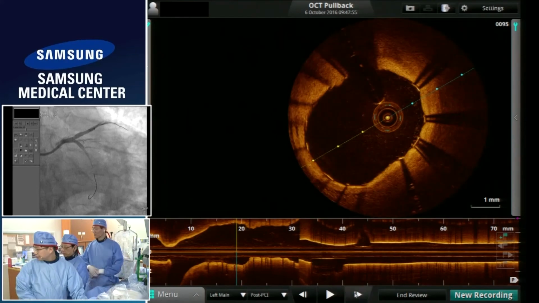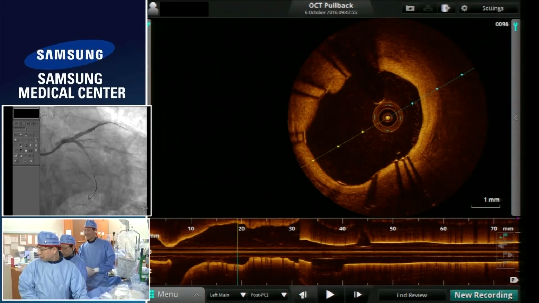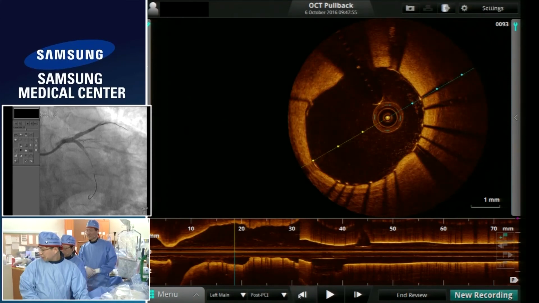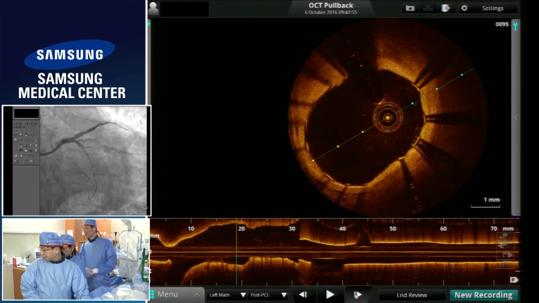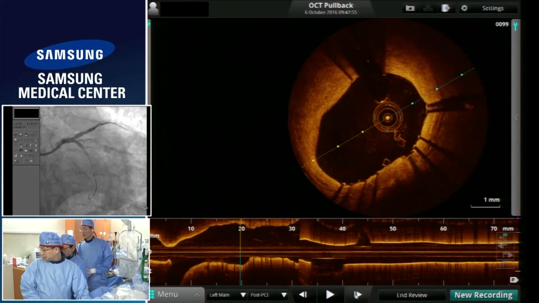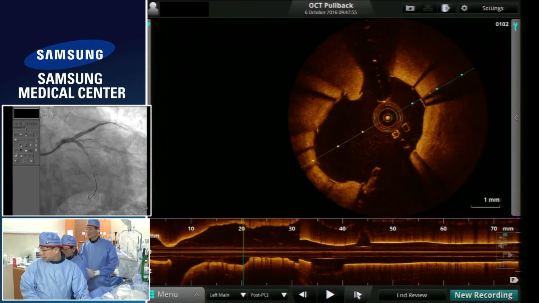Okay, so you'll see here the struts in the LAD. Can you go a little bit downstream? Just a little. Yes, we can see the struts in the LAD are well opposed. This is the DES, the Xience Alpine. Shall we go upstream? More? Yes, you start seeing the BVS struts. There is some disarray, which is quite acceptable.